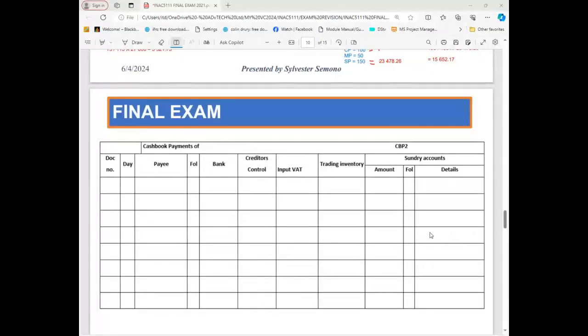Now, let's focus on the cash book payments, also known as the cash payments journal. Before we commence with this book, when I compare it with the cash book receipts, this one is easy to deal with because you don't have too many columns. You don't have cost of sales here, and you don't have the analysis there.